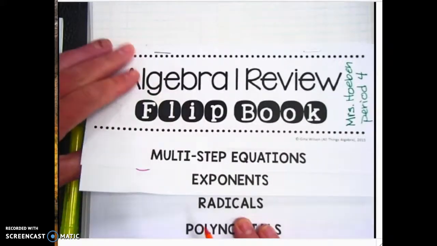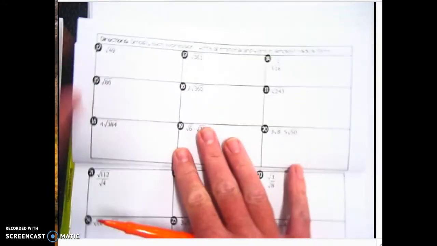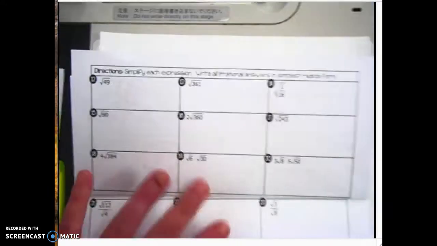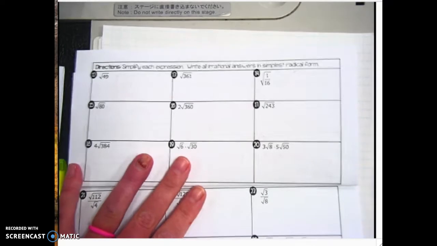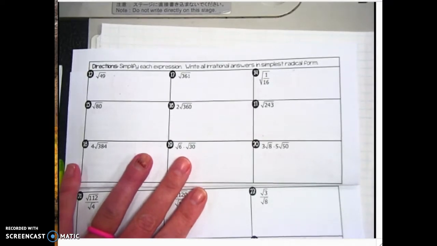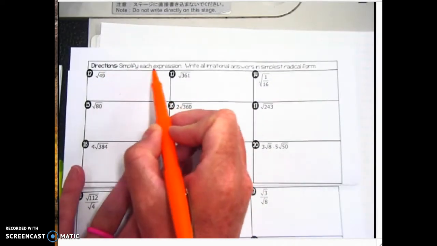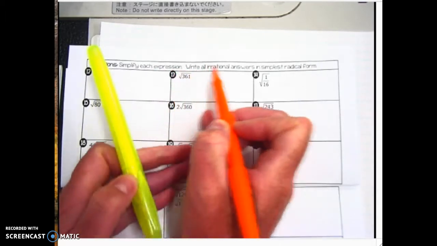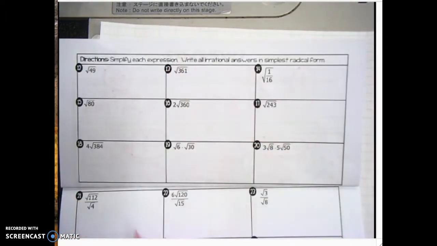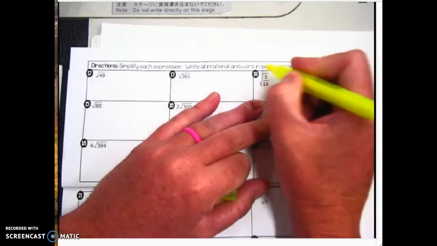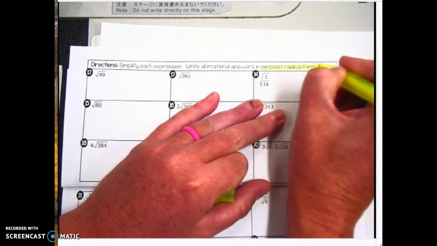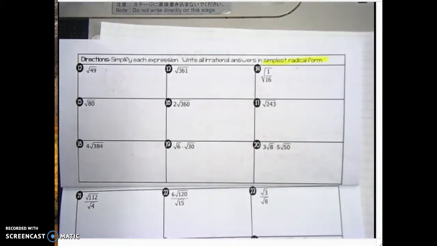All right, so we're looking at radicals today. And the main thing to do when you're looking at radicals is to carefully pay attention to the directions. So up at the top it says, simplify each expression, write all irrational answers in what we call simplest radical form. Simplest radical form. What do you think that means? Does anybody know what that means? Means no what?